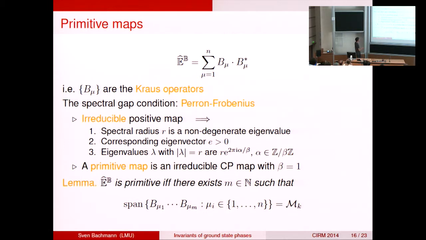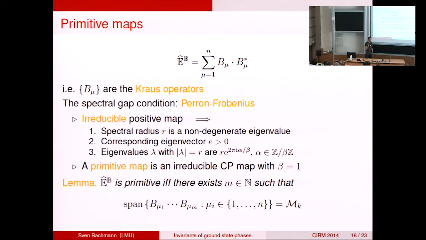And in fact, what's called a primitive map is the cases for which precisely the peripheral spectrum is empty. Now, luckily enough, mathematicians knew this before, and there's a necessary and sufficient condition to have such a primitive map, which is expressed in terms of these Krauss operators, and here it is.